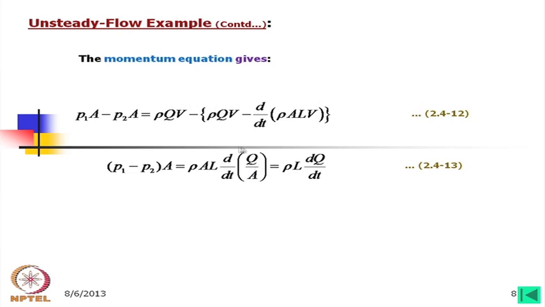If you equate this, we will arrive here, and this gives clearly rho L dQ by dt, as A is constant. This A will cancel out. This means that the net force available due to this flow is mass density into length into time rate of change of flow. This Q is flow rate. So, this is time rate of change of flow rate. So, the final equation is coming P1 minus P2 equals rho L dQ by dt, with A.